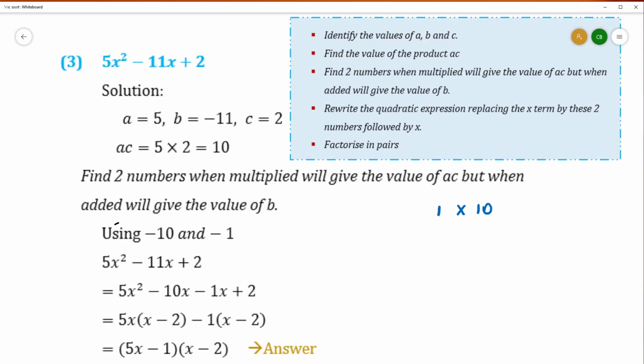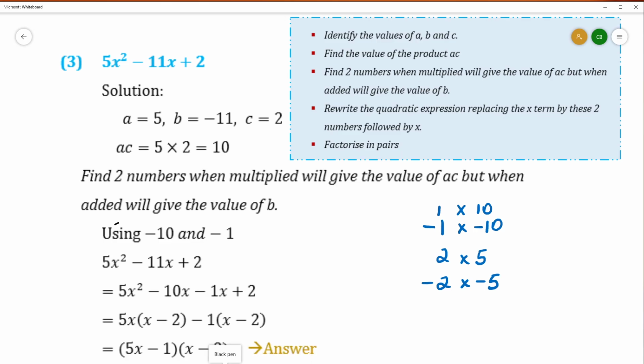Next, minus 1 multiplied by minus 10 would also give us 10. Also, we have 2 by 5 will give us 10, as well as minus 2 multiplied by minus 5. So the second part of the criteria is that when we add the two numbers, we need to get the value of b, which is minus 11.